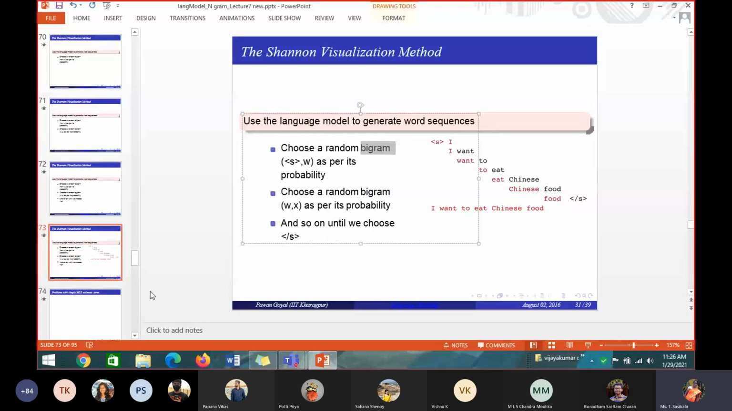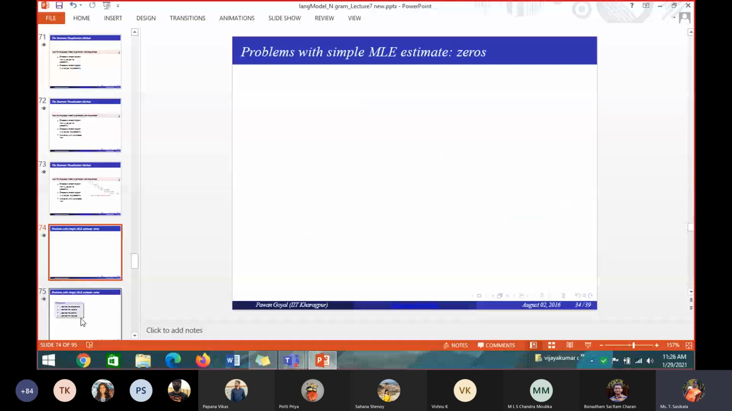Okay, next one, problems with zeros. We have identified, right, what the problem with zero is. We have seen it in one slide in the last class. What is the problem with zero? When you are calculating the MLE, the maximum likelihood estimate, of the bigram probability given a sentence, when will this zero problem occur? Can anyone tell me? Last class we have seen when the zero problem will occur.